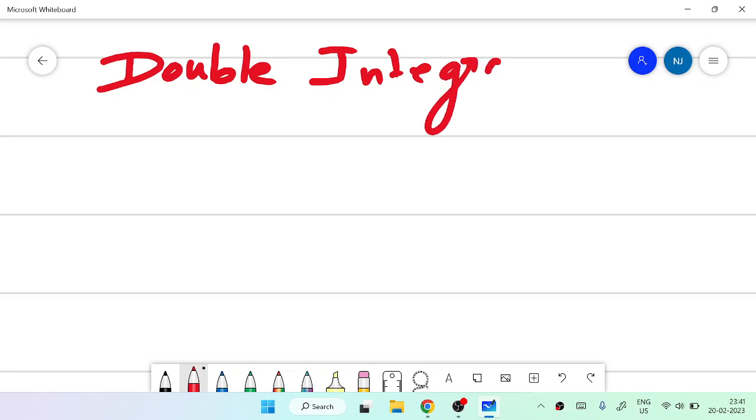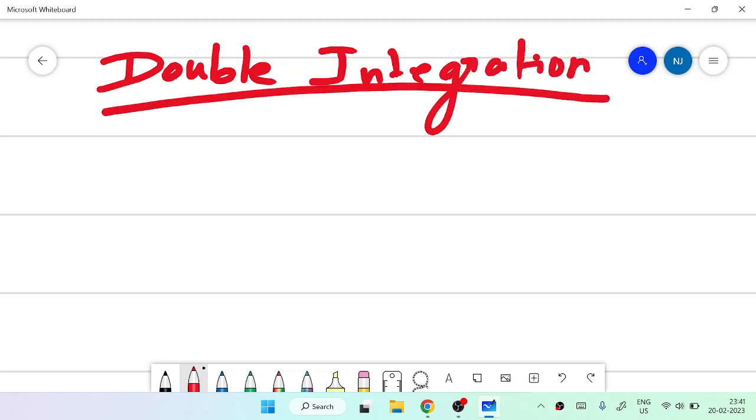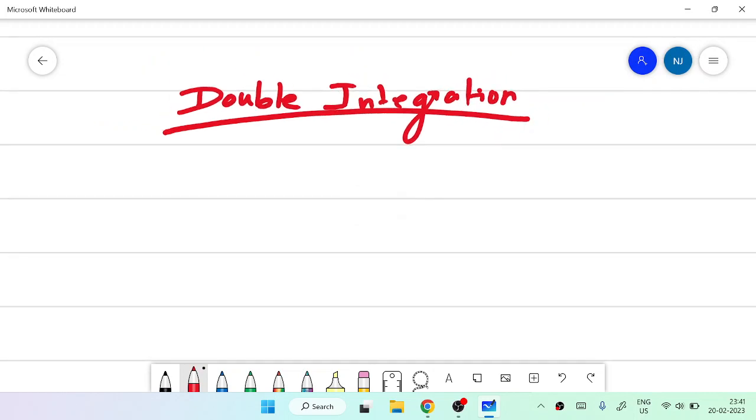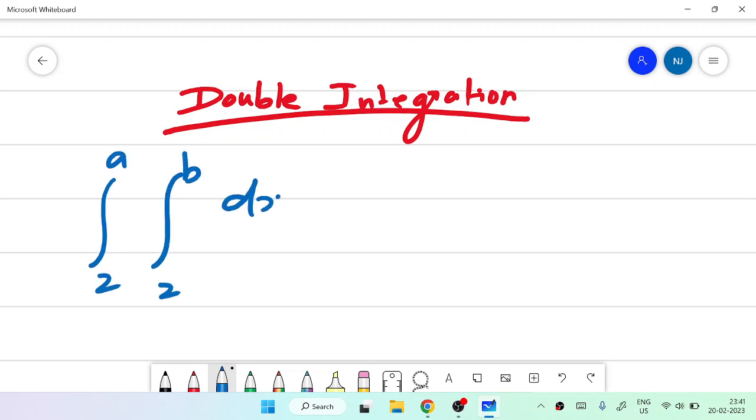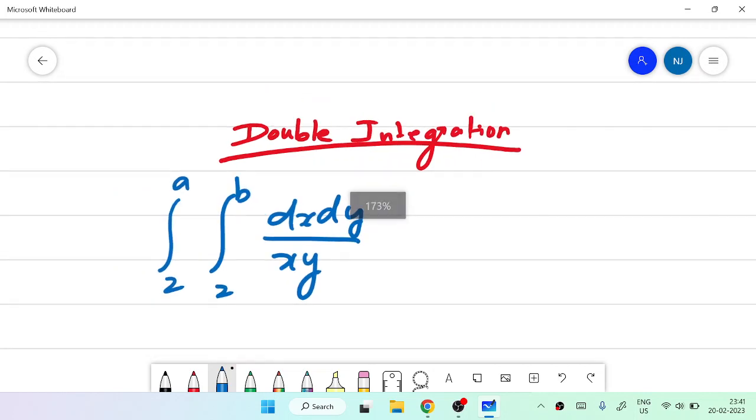I have already uploaded one video which covers the very basics of double integration. Now we are going to see the next version of double integration, which is the integral from 2 to a, integral from 2 to b, dx dy divided by xy. This is your question. I'm going to consider this as my I. I is equal to the integral from 2 to a, integral from 2 to b, dx dy by xy.